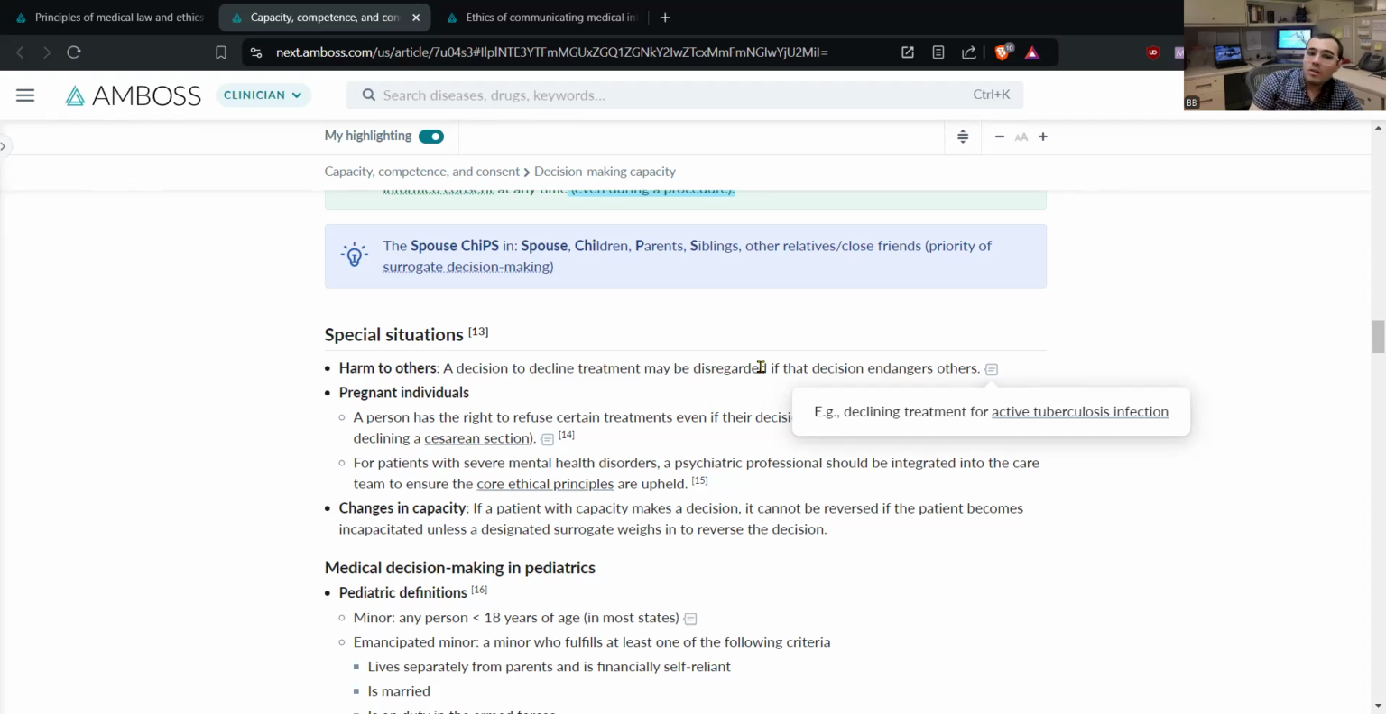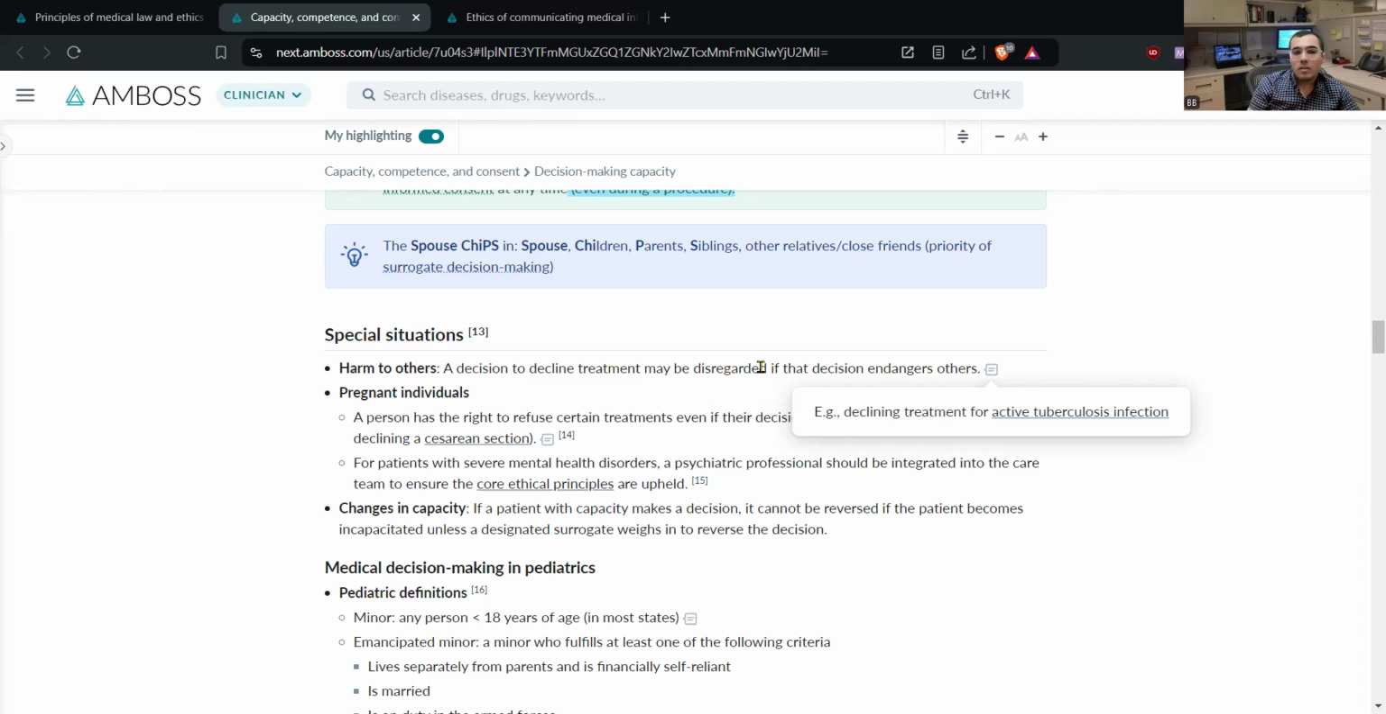Okay, so the special situation when there is harm to others: the decision to decline treatment may be disregarded if the decision endangers others. As you already know, active tuberculosis infection can be easily communicated between others, and it is very dangerous to the community. It's okay if he wants to reject the antibiotics or the treatment of tuberculosis, but I will not let him leave. I need to admit him to the hospital, and if he wants to decline treatment, he can decline and may not receive it, but he needs to be admitted and not leave.